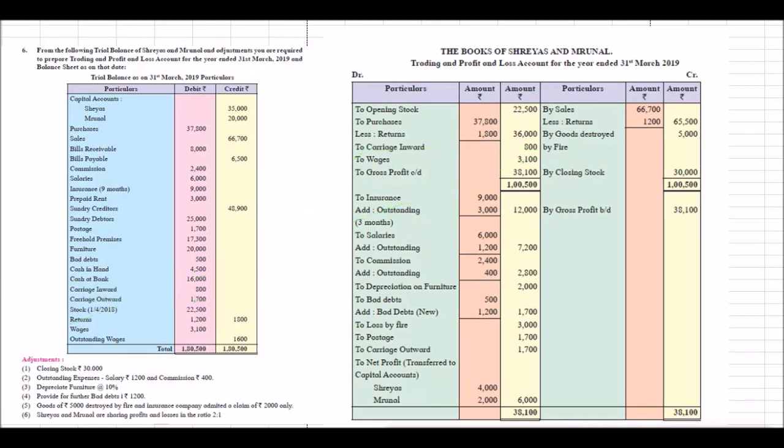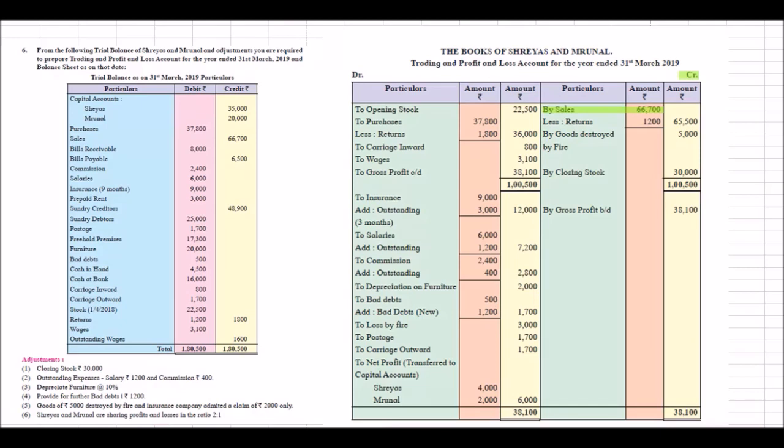Now in the trading account, the debit side entries are passed. Now we'll see the credit side. Now we'll see the entries of the credit side of the trading account. First entry is sales. It is 66,700 rupees.